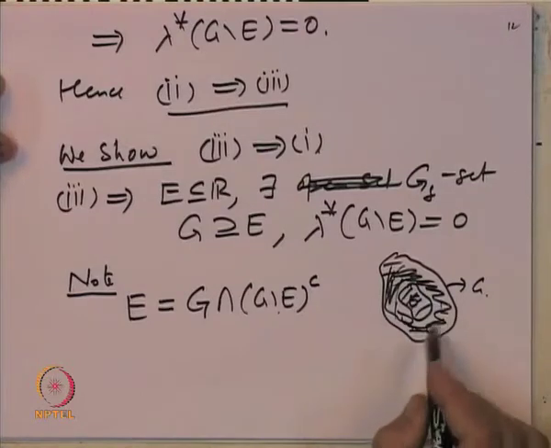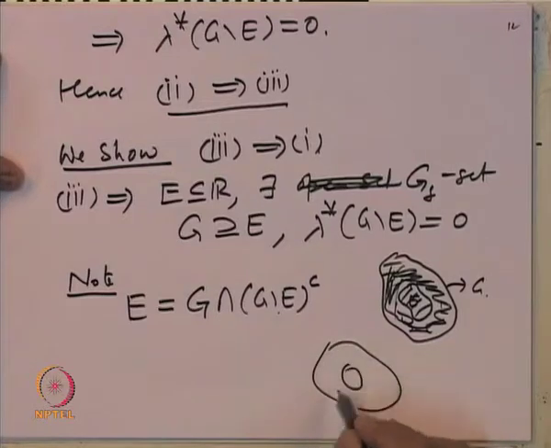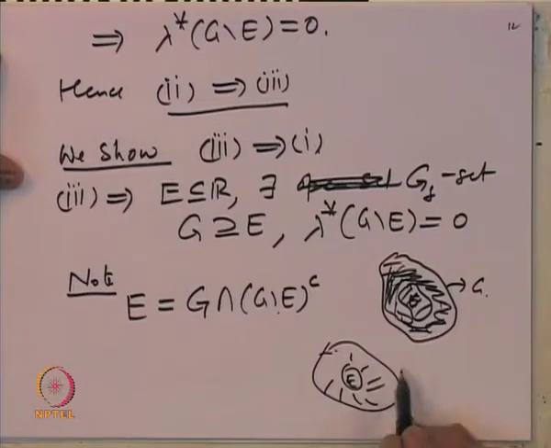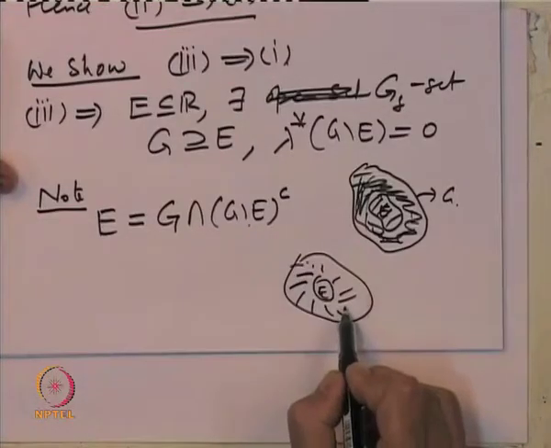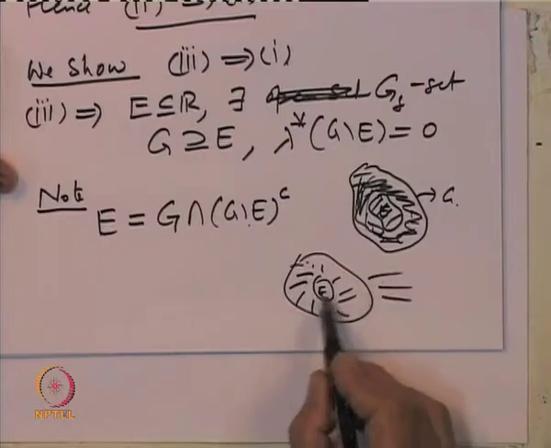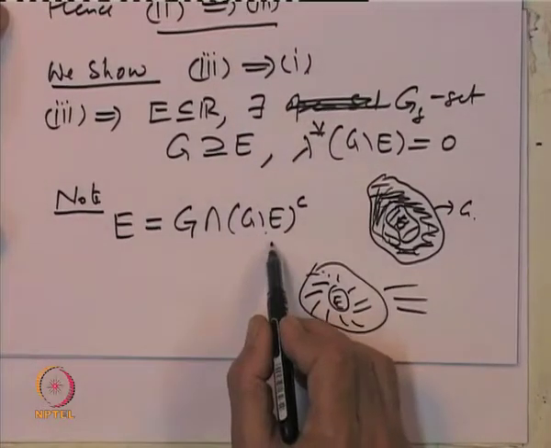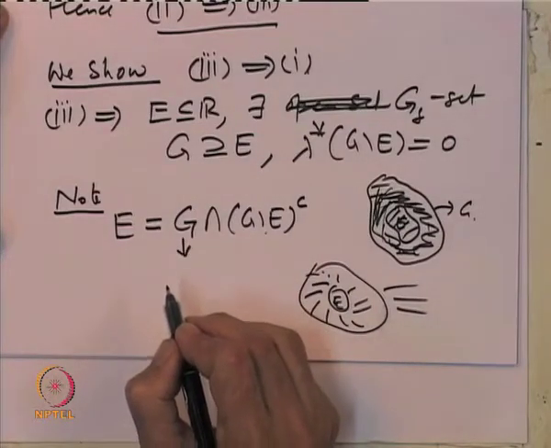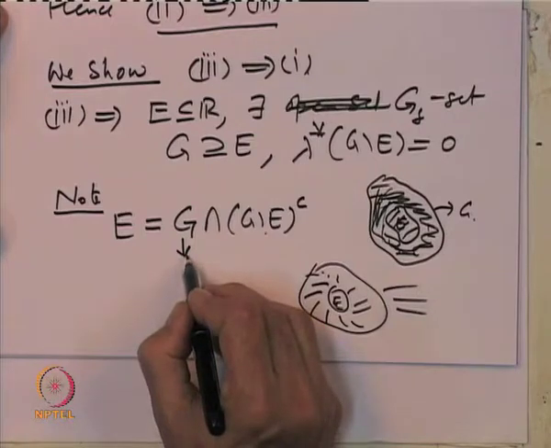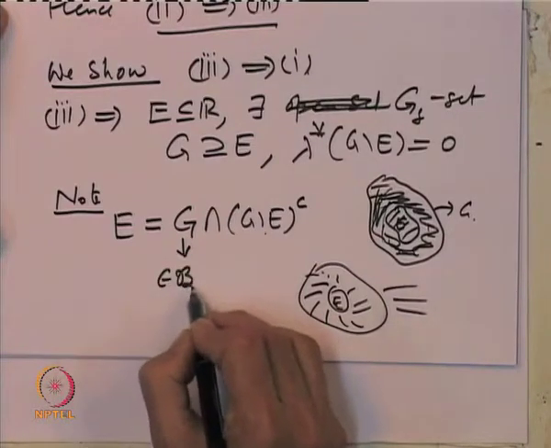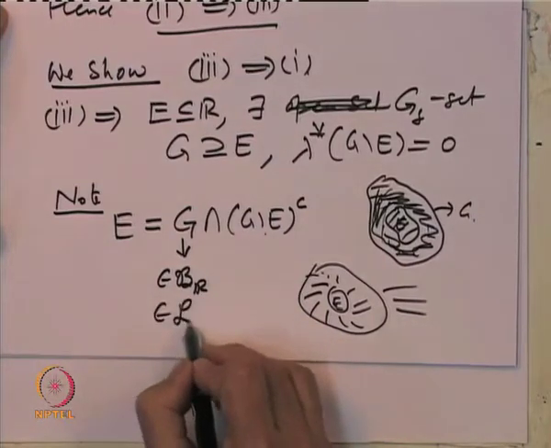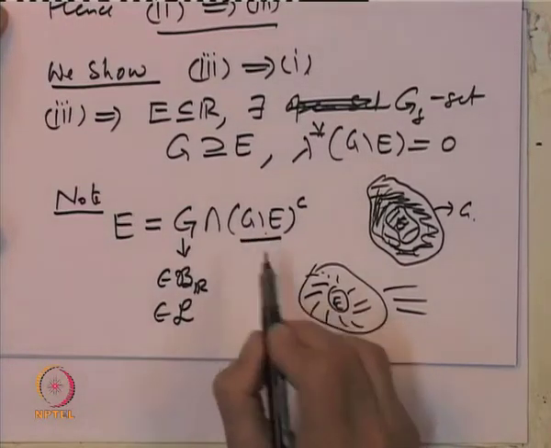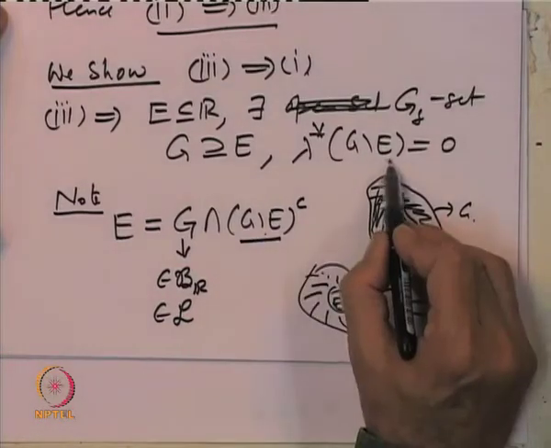So, let me just draw a picture again. Inside is E and outside is G. So, this shaded portion is G minus E. What is the complement? The complement is the outside portion here and E. So, when you intersect it with G, you get E. So, E is nothing but G intersection the complement of G minus E, and this is a G delta set, and a G delta set is an intersection of open sets. So, this set belongs to B R, and hence this set also belongs to L. So, it is Lebesgue measurable, and this set G minus E has got outer measure 0.